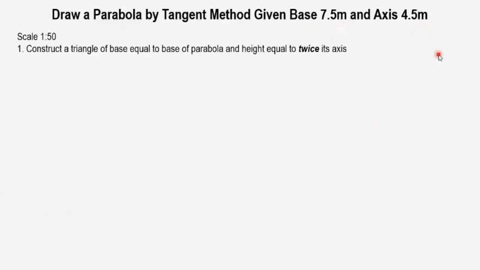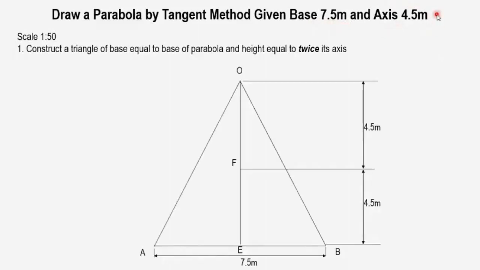You can take any suitable scale that you want and construct a triangle of base equal to the base of the parabola and height equal to twice the axis. Here the base is given as 7.5 meters. So to a suitable scale, we will draw the base of 7.5 meters and the height equal to twice the axis, that is 9 meters. That is the first thing that we are going to do. 7.5 meters by 9 meters.